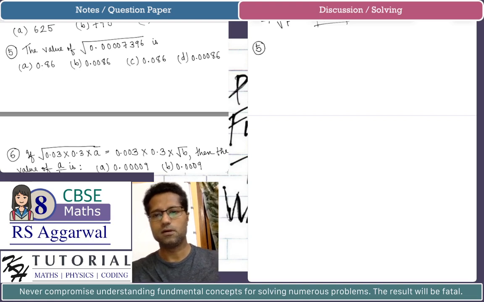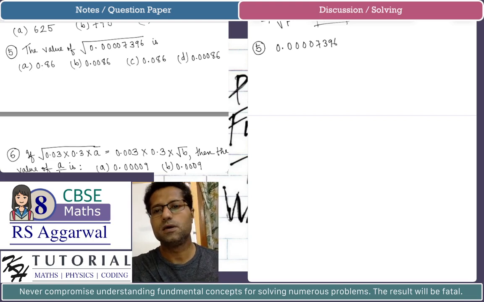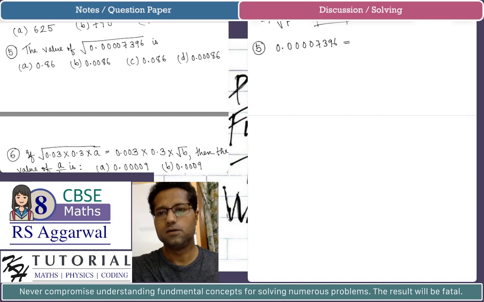So the given number is 0.0000 with 4 zeros, and then we have 7396. If you convert it to a fraction, it depends on the decimal places of this number. It is 8. So this number will be 7396 divided by 10 to the power 8.